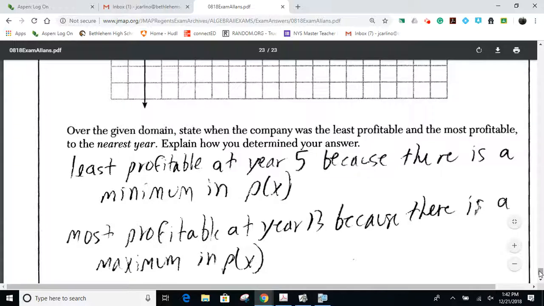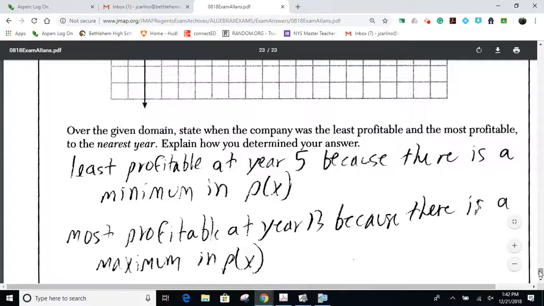Year 5, year 13. All good? And I don't know if you guys did it or not, but you do have to explain why it's 5 and 13. I looked at the graph. The minimum was at 5 and the max was at 13. So, all right, do make sure you explain a little bit other than putting 5 and 13 down. Okay. All right, one more.